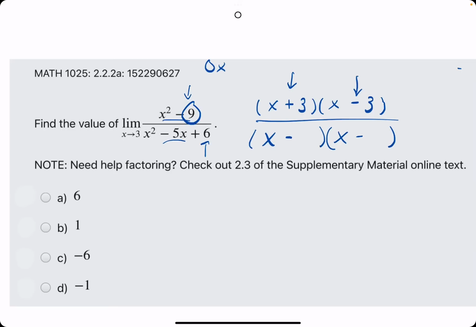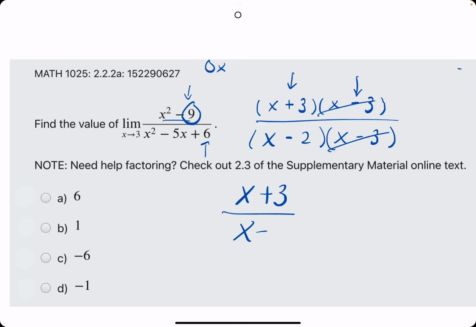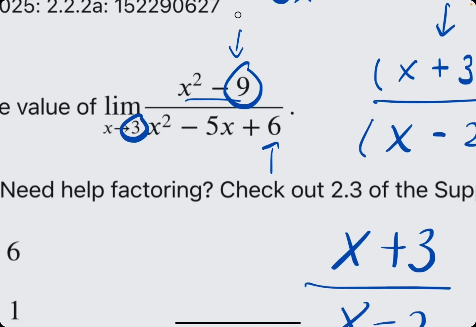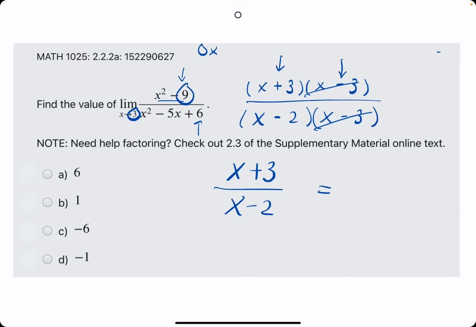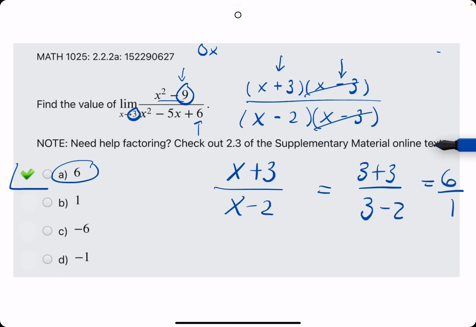So if we tried 1 and 6, -1 plus -6 would be -7, so that doesn't work. So our only other option is -2 and -3, because -2 times -3 is +6. -2 plus -3 is -5. So we can cancel x minus 3, and we are left with x plus 3 over x minus 2. And the x value we are plugging in is 3 in this case. So we get 3 plus 3 over 3 minus 2, so we get 6 over 1, which is 6.